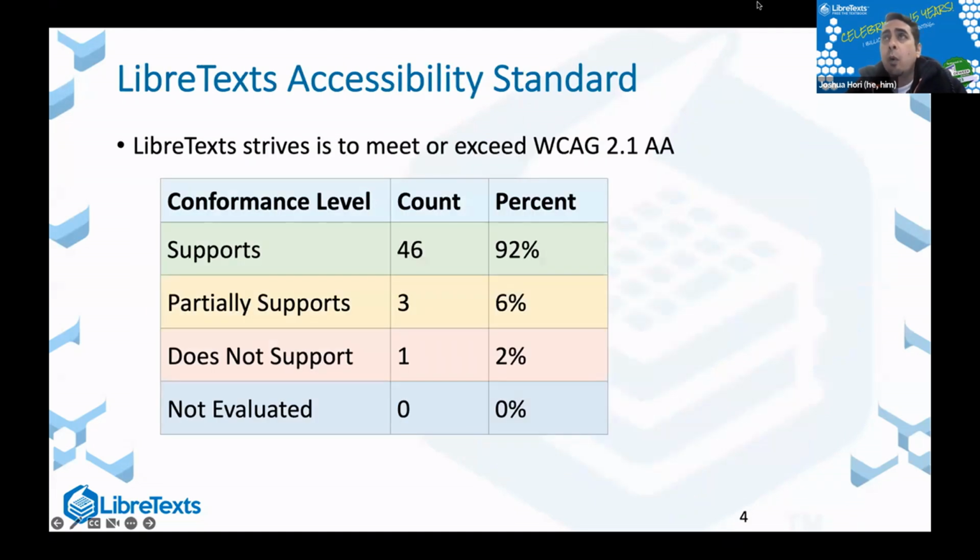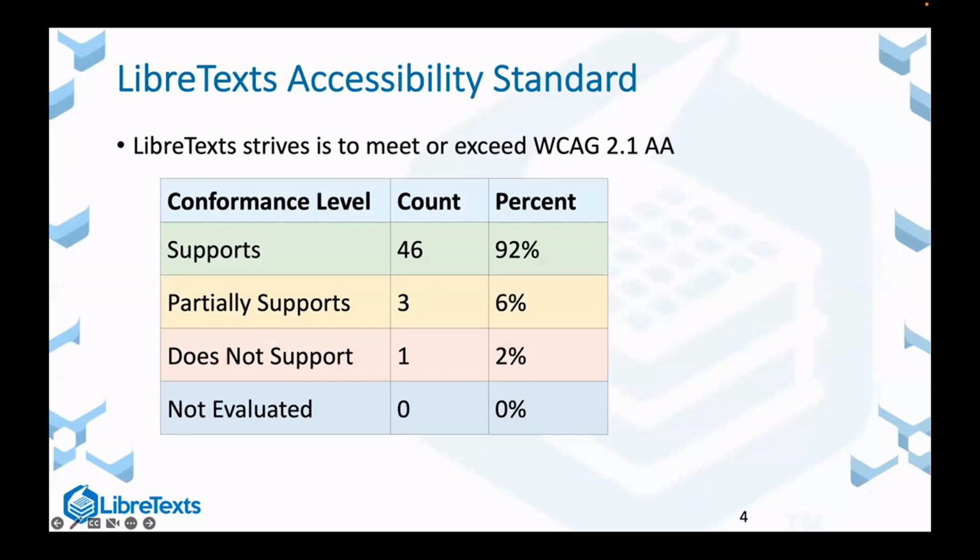Going on to the next slide, slide 4. Right, so the LibreTexts Accessibility Standard, we're using WCAG 2.1 level AA. And as of March 2023, we have updated information. So of the 50 WCAG 2.1 A and AA success criteria, the LibreTexts libraries have a conformance level of supports for 46, or 92% of the success criteria. 3 are partially supports, 6%, and 1 is still at does not support, 2%.